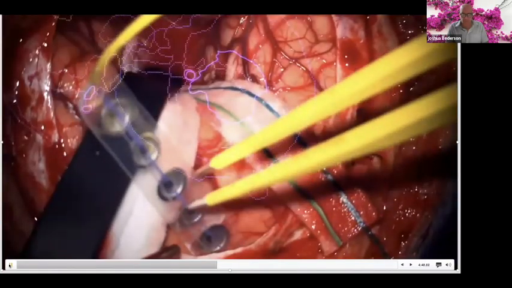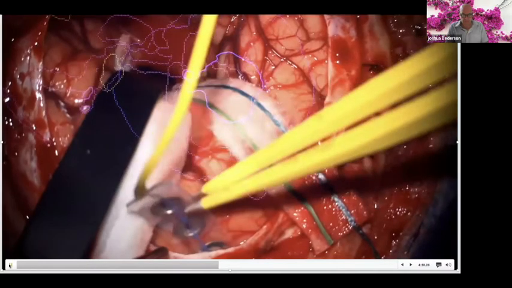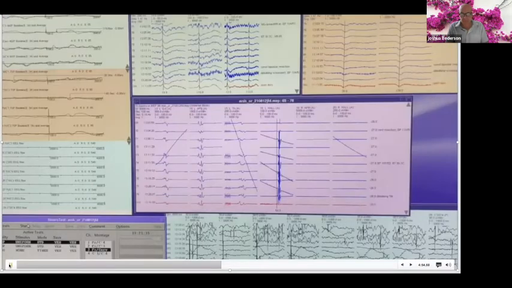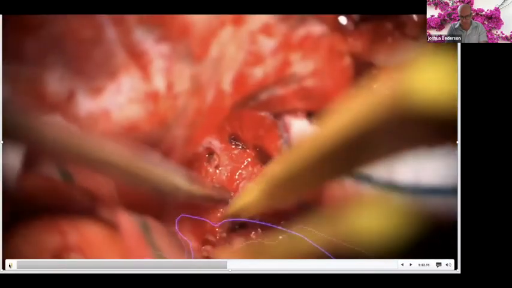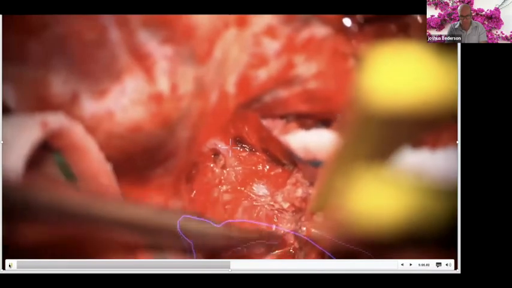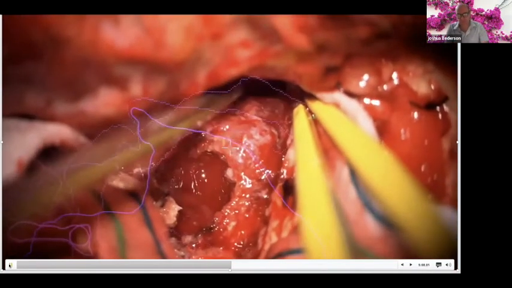At this point, a cortical grid was placed over the motor cortex to obtain continuous monitoring from the left side of the body. Transcranial motor and somatosensory evoked potentials were also monitored bilaterally since the beginning of the surgery. After gaining inferior access to the most anterior lateral aspect of the tumor, we dissect the tumor away from the middle cranial fossa floor.